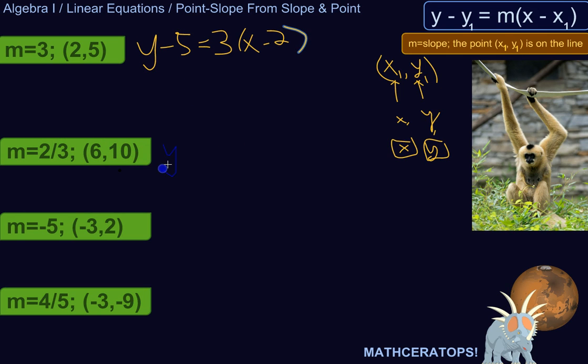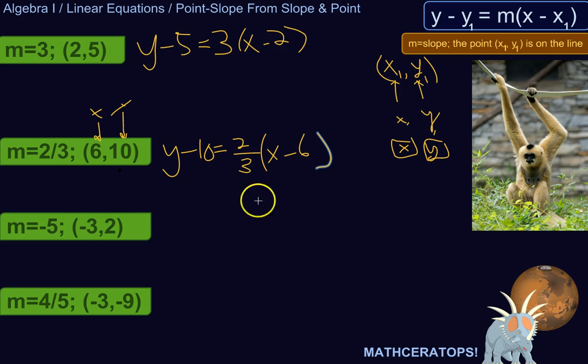So we've got y minus the y coordinate of a point on the line, so y minus 10 in this case, is equal to the slope, 2/3, times x minus the x coordinate of a point on the line, minus 6. Done. Alright, let's do another one.